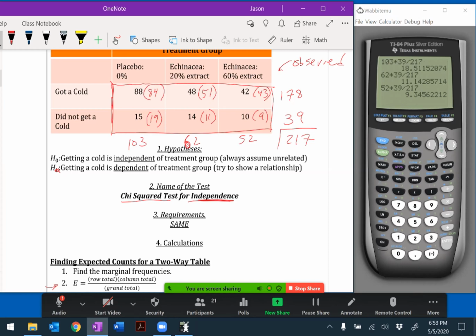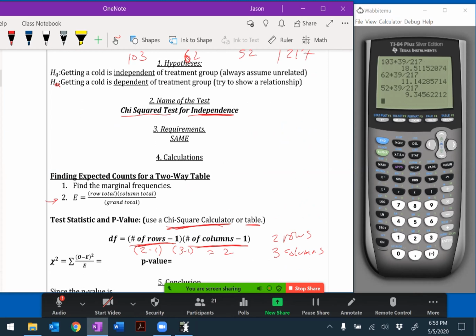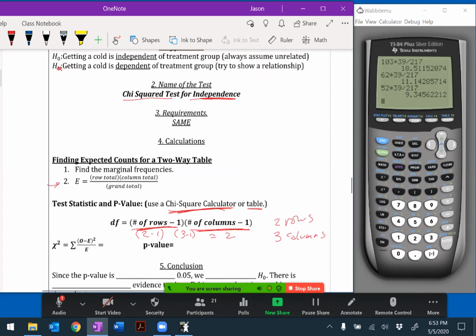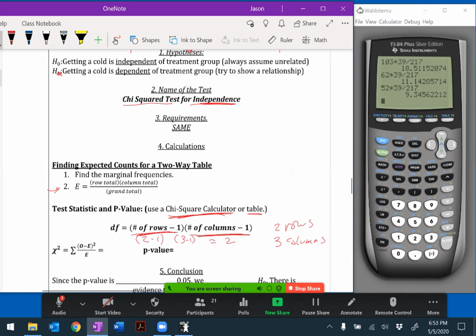Okay, so again, I can do this with observed and expecteds, and get my chi-square value, and then get my p-value. I'm actually going to use the calculator to do this, instead of calculating it all by hand. I don't really want to do that. So I'm going to calculate all this.